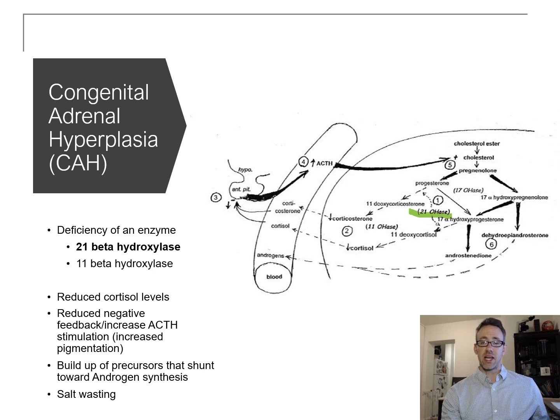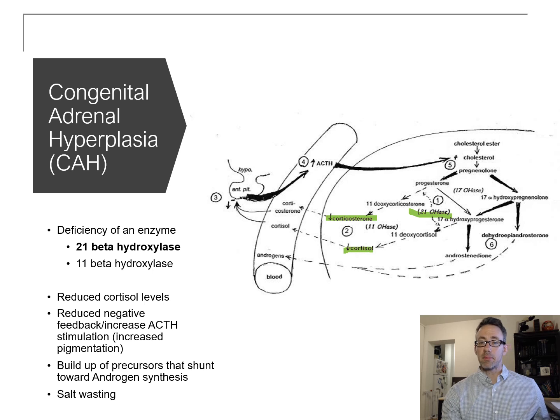So if we're deficient in that enzyme, I have a reduction. You'll notice there's a reduction in cortisol, and there's a reduction in corticosterone. Those are both going to be reduced, which means I'm going to have low levels of them in the bloodstream as well. So that will be decreased.